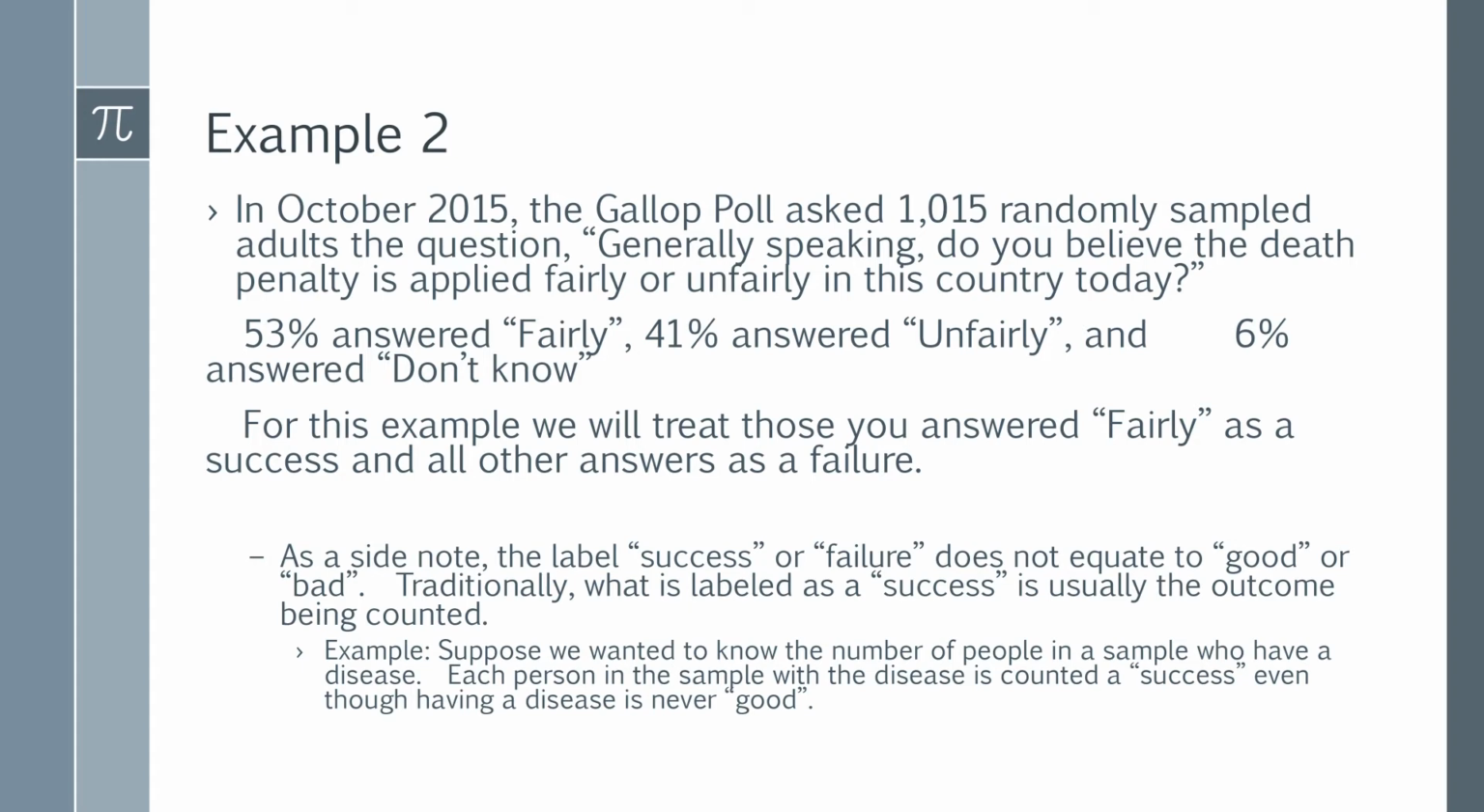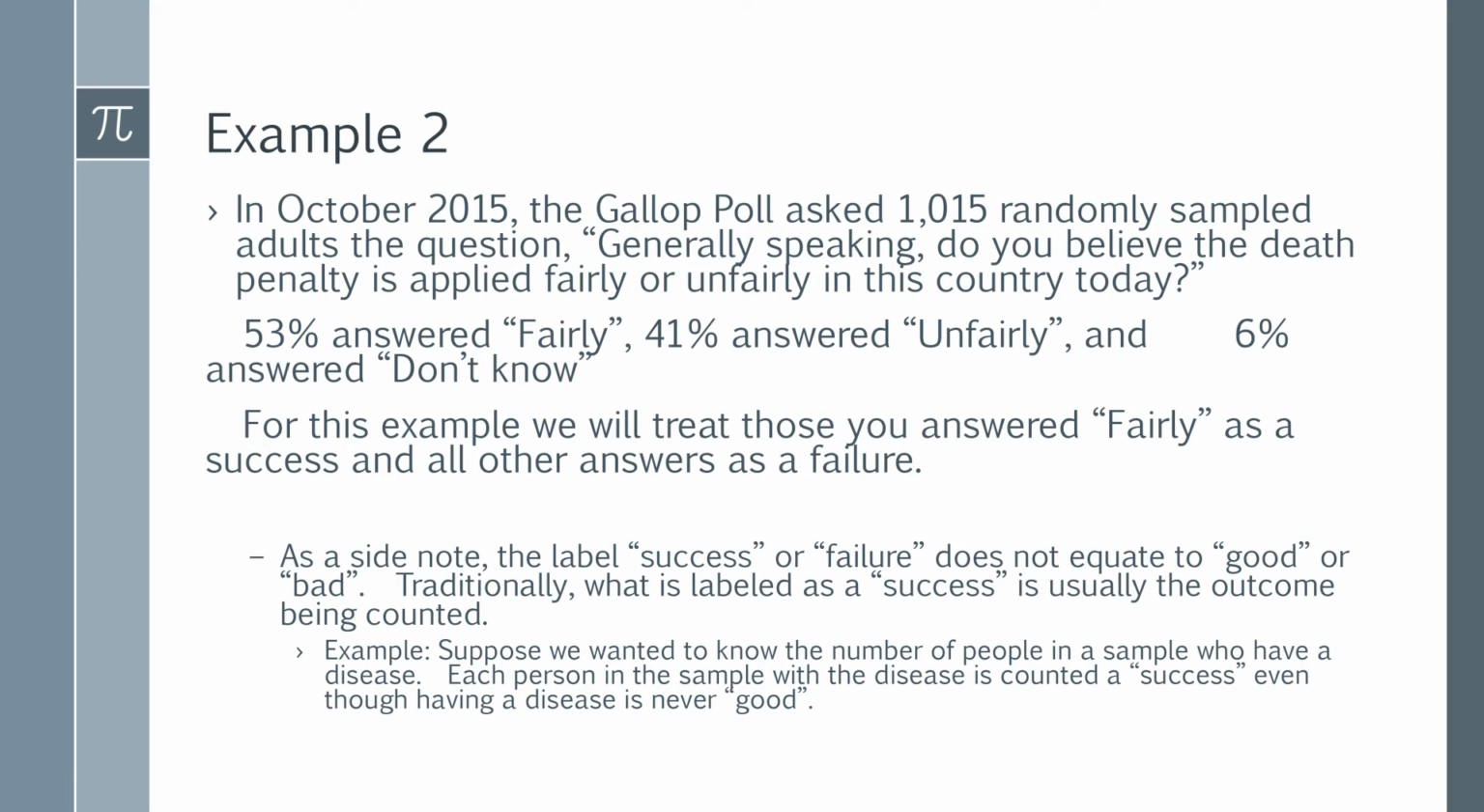53% of those sampled answered fairly, 41% answered unfairly, and 6% answered don't know. So for this example, we'll treat those who answered fairly as a success and all other answers as a failure.